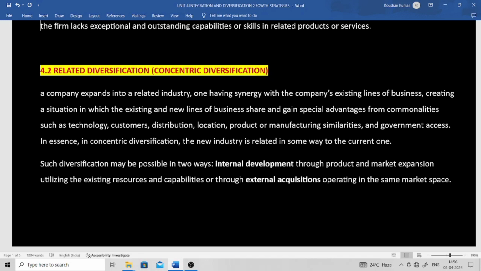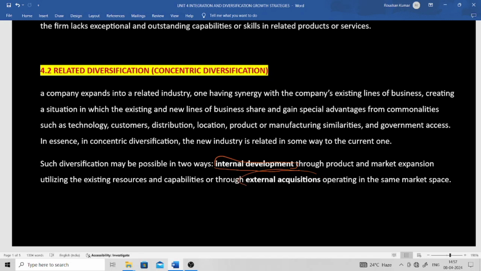Such diversification may be possible in two ways. The first way is internal development, and the second is external acquisitions.